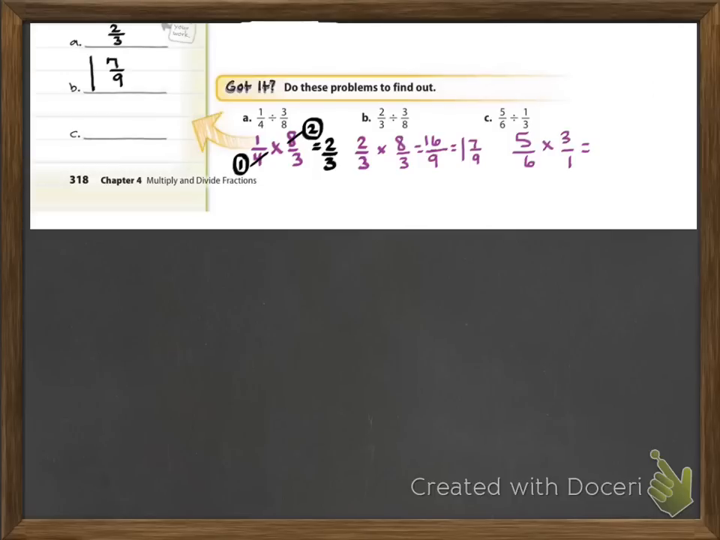Now we want to look at 3 and 6. Well, I could actually divide 3 out of both of these. So 3 divided by 3 is 1, and 6 divided by 3 is 2. Now I'm going to multiply straight across. 5 times 1 is 5, 2 times 1 is 2.